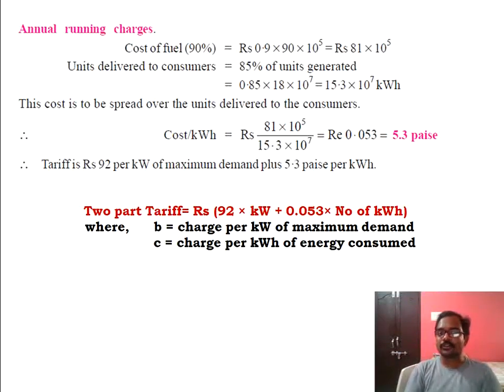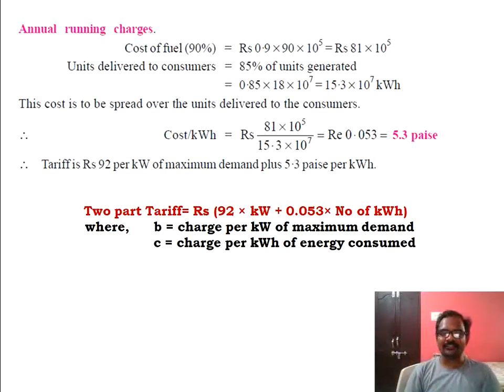So what is the cost per kilowatt hour? That is C. Therefore, total cost is 81 lakhs, that is 81 into 10 to the power of 5, divided by how many units reached the consumers? 15.3 into 10 to the power of 7 kilowatt hours. So we will get 0.053 rupees. If I multiply by 100, I will get 5.3 paise.